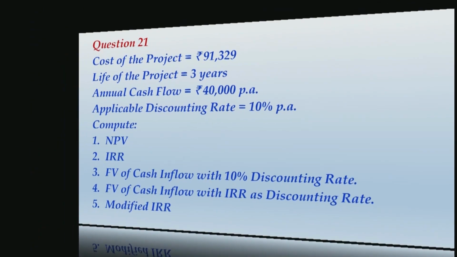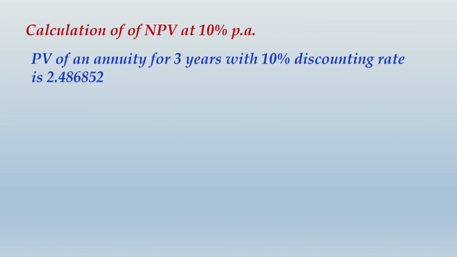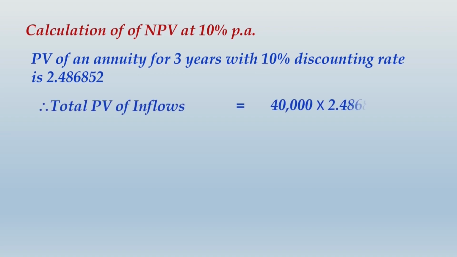So let us begin with the solution, and in your solution you first compute NPV at 10% discounting rate, and because the cash flows are constant, you start with the annuity factor. Annuity factor for 3 years with 10% discounting rate is 2.486852. That multiplied by annual cash flow of 40,000 would give you total present value of cash inflow as 99,474.